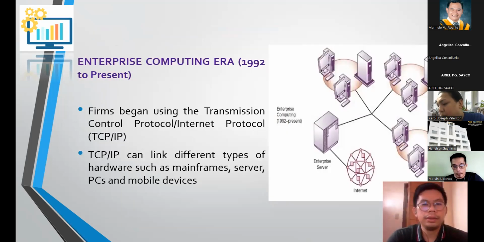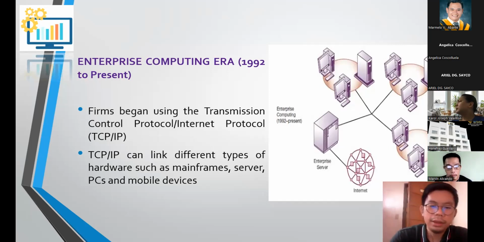This era, the enterprise computing era, runs from 1992 to the present. With the emergence of the Internet in 1995, businesses rely on the use of Transmission Control Protocol/Internet Protocol, a networking standard, to link their disparate networks together. So by using TCP/IP, different pieces of computer hardware and smaller networks can now link into an enterprise-wide network, allowing firms to have free-flowing information across the corporation and other organizations.